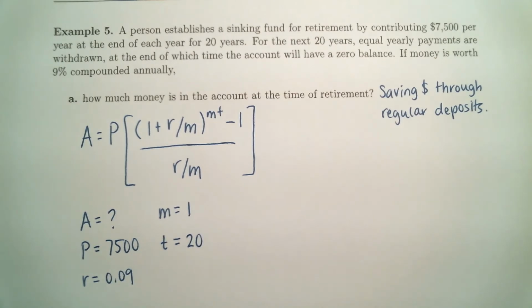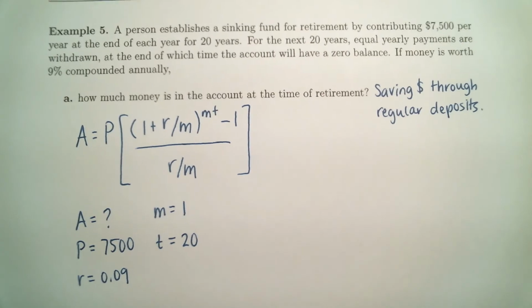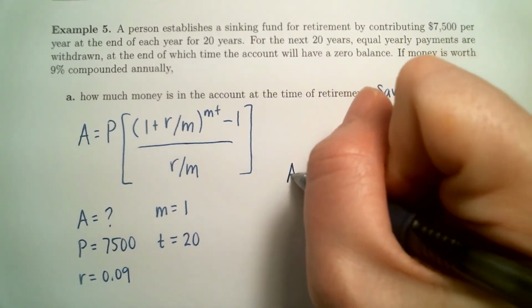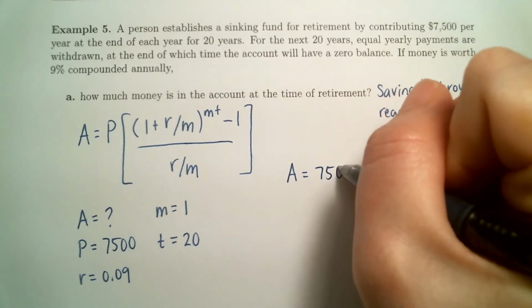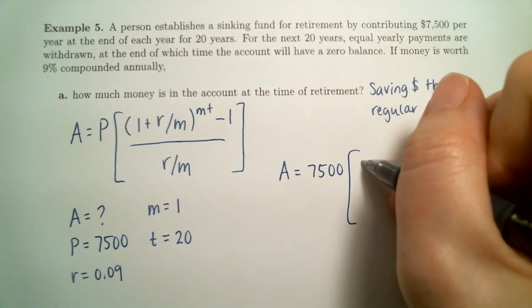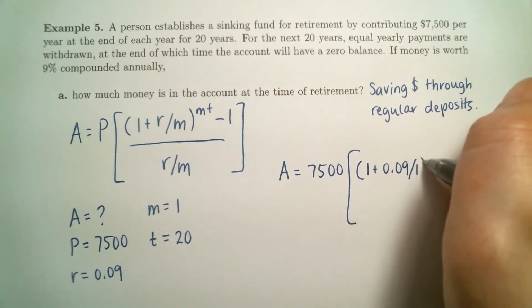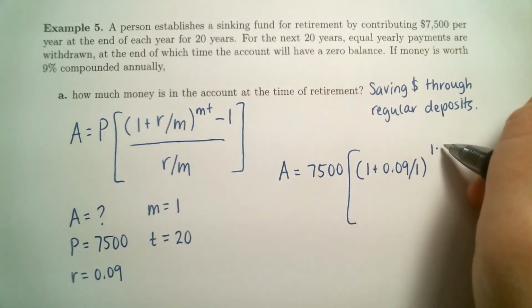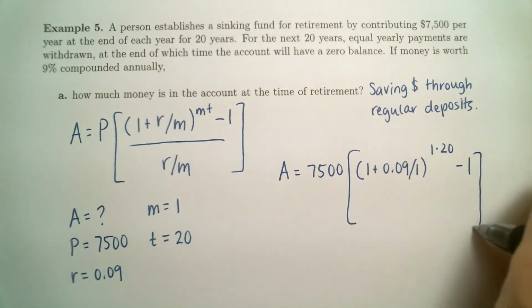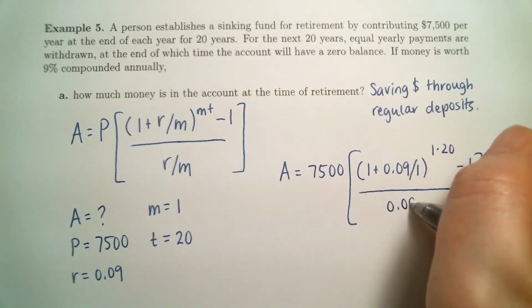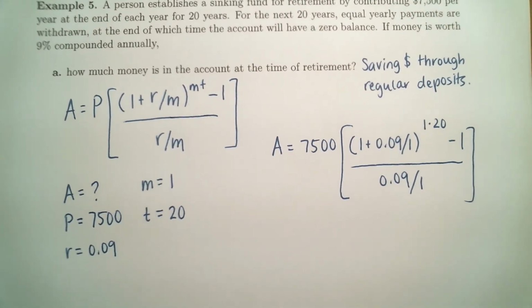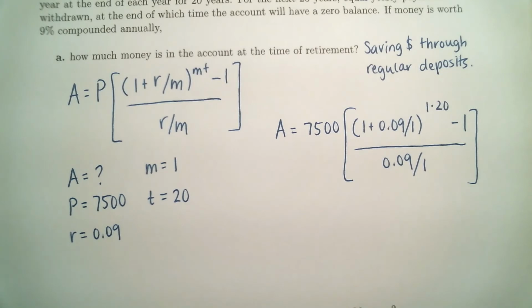Remember, this problem is broken up into two 20-year segments. During the first 20 years, the person is saving for retirement, and during the second 20-year period, the person is withdrawing money from the retirement account. So here's what we know, and we can plug everything in. We get A equal to 7,500 times 1 plus 0.09 divided by 1, raised to the 1 times 20, minus 1, all over R over M. That's what it looks like if you plug it in. It's really nice when M is 1, it makes things easier.